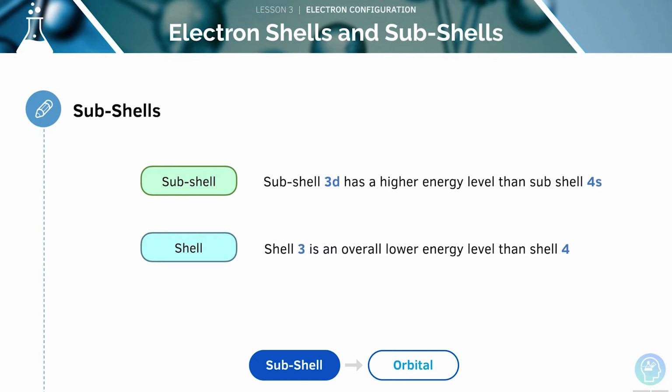Although subshell 3d has a higher energy level than subshell 4s, the overall energy level will be lower than shell 4.